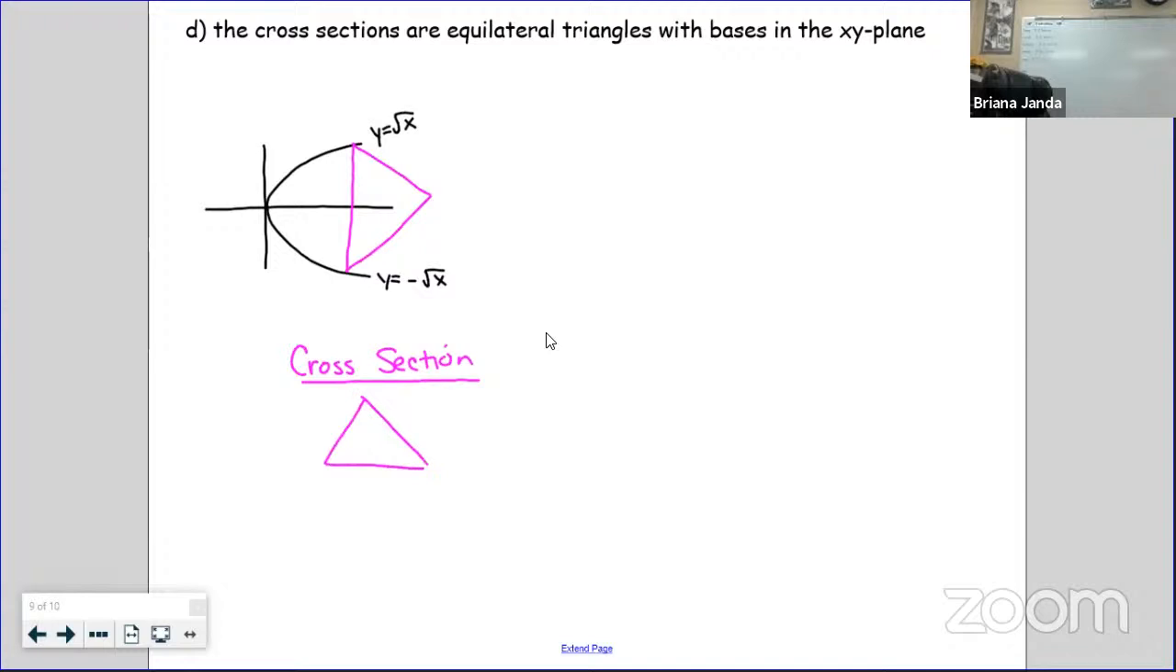All right, there really will be two different ways you can attack this. First of all, equilateral triangles with its base in the XY plane. Again, we know this much of our triangle will be the square root of x. Because they are equilateral triangles, that means that the full side length would be 2 times the square root of x. Finding the area of this, there really are two different ways you could go about this.